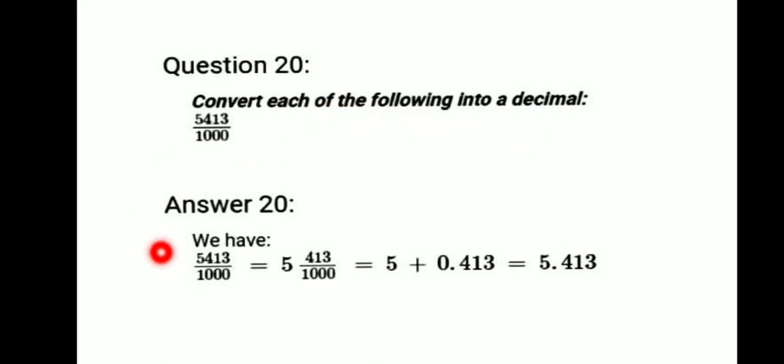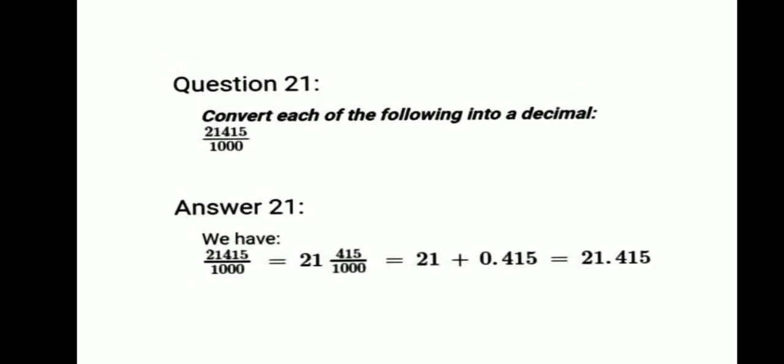5413 upon 1000 and here, as you can see, there are 3 zeros in 1000, so you can put your decimal point before 3 digits in the numerator. Here you can see before 3 digits you can put your decimal point. 5.413 is your answer. Understand?